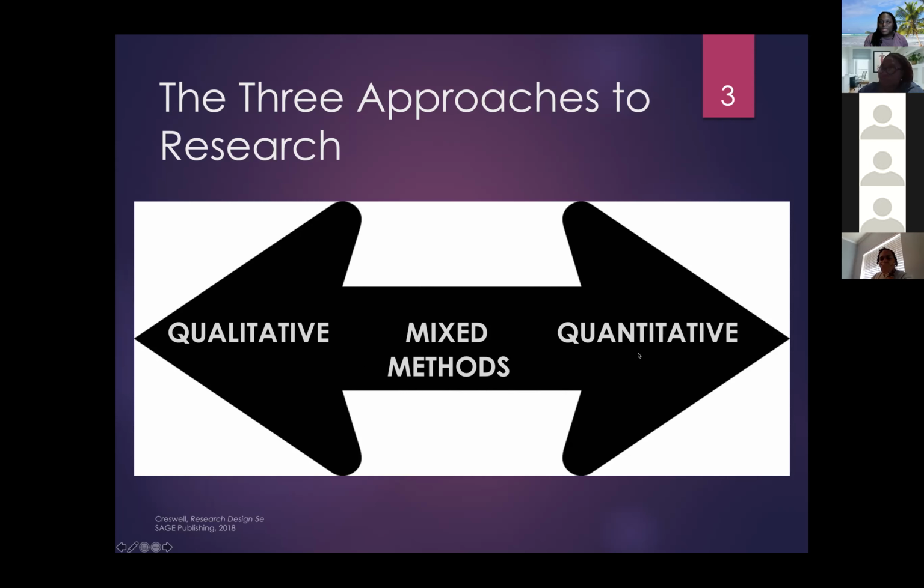And what it really means is on one end of the spectrum is qualitative approaches, whereas on the other end of the spectrum are quantitative approaches. And then somewhere mixed in between those two are what we consider to be mixed method approaches.